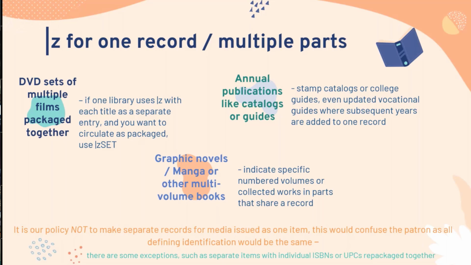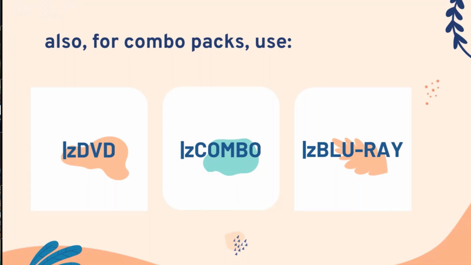And I think generally most of the libraries have a really easy time doing this, and we don't find a lot of issues using that, especially with the graphic novels, the annual publications. I think you're all very used to that formatting, and it hasn't been a problem. The one thing that we've run into, though, time and time again, is the combo packs.